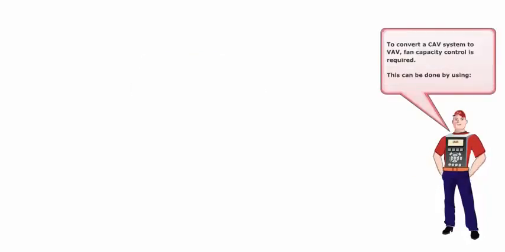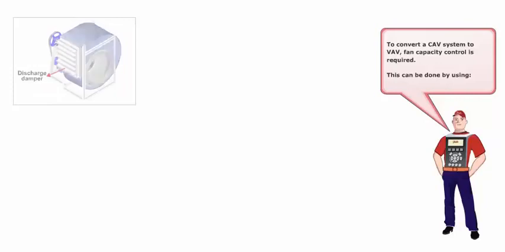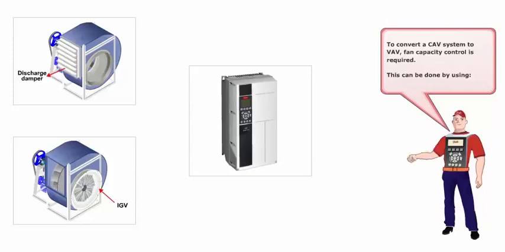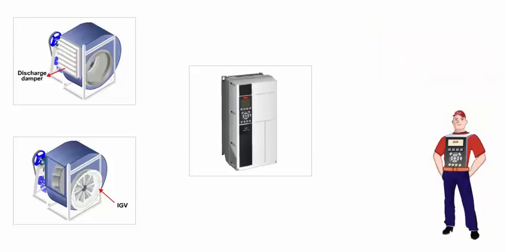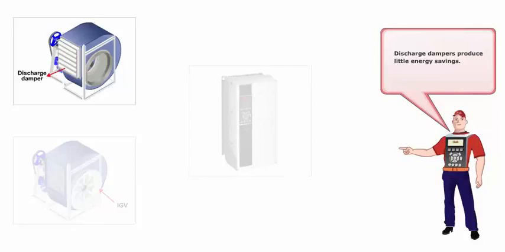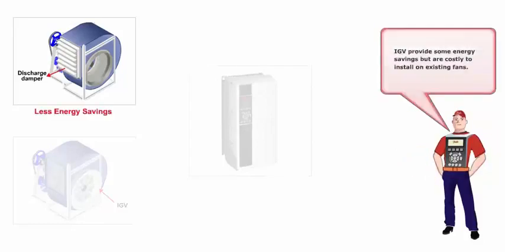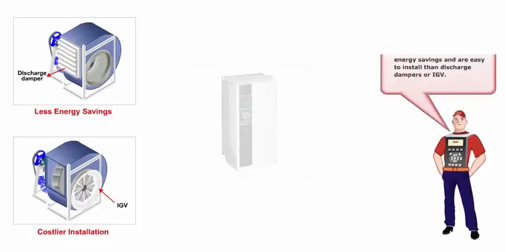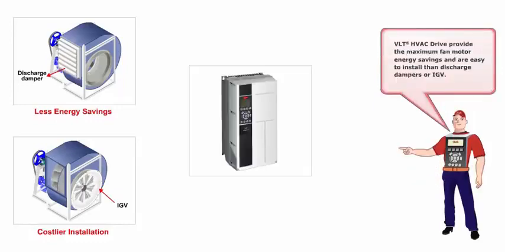To convert a constant air volume system to variable air volume, fan capacity control is required. This can be done by using discharge dampers, inlet guide vanes, or a VLT HVAC drive. Discharge dampers produce little energy savings. Inlet guide vanes provide some energy savings, but are costly to install on existing fans. A VLT HVAC drive provides the maximum fan motor energy savings, and is easier to install than discharge dampers or inlet guide vanes.